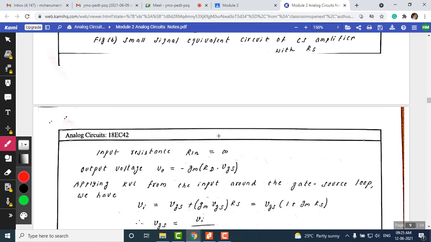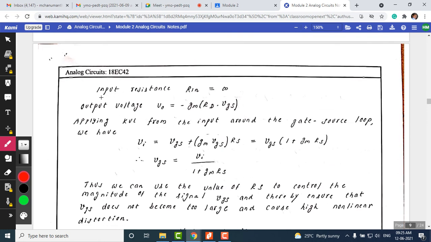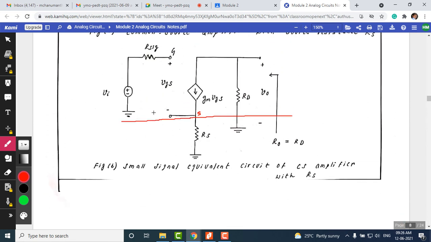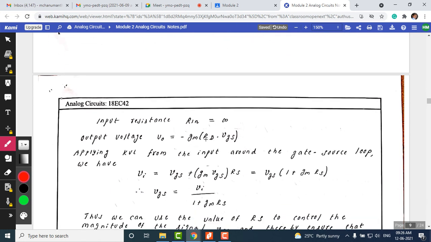Now let us find each and every parameter of the amplifier. The first parameter is the input resistance. As we know, for any amplifier the input resistance must be infinity, and so it is for this circuit. Looking from the gate and source terminals, there is an open circuit between the gate and source, therefore Rin is equal to infinity.